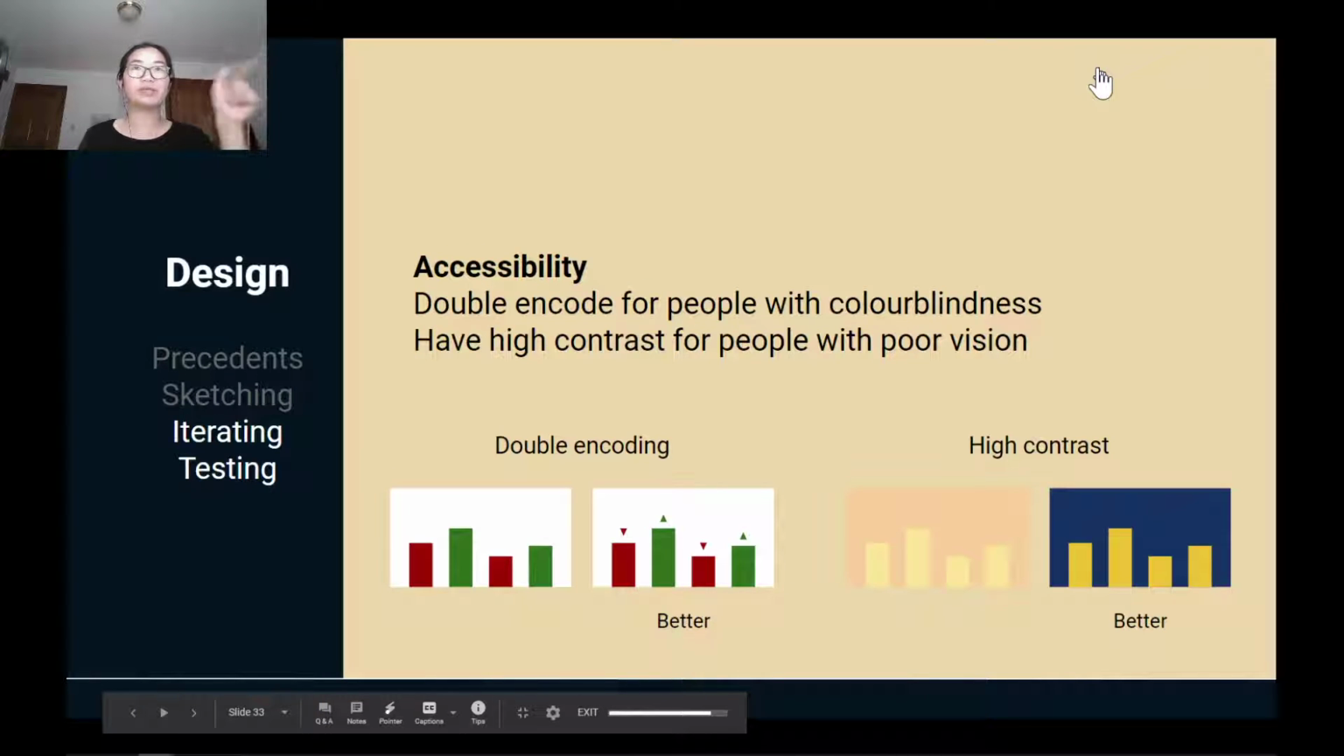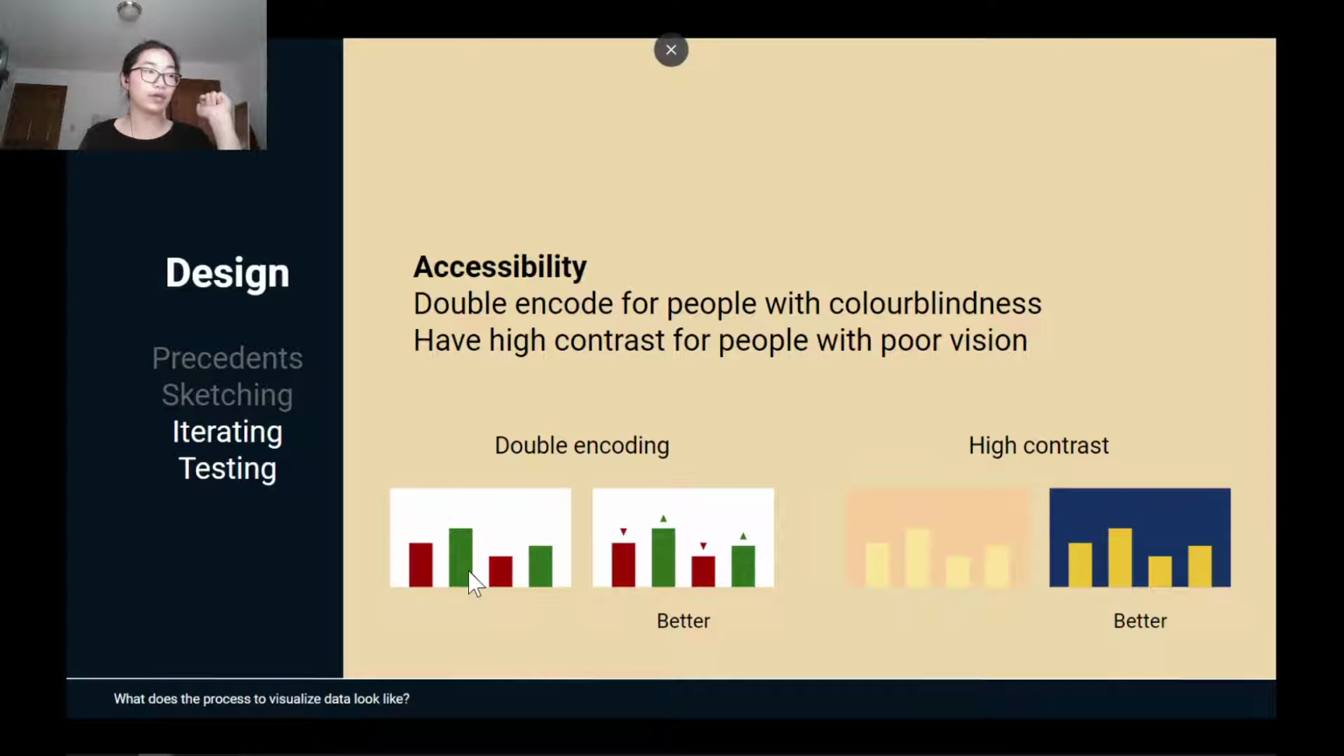The best way to address this is to do double encoding. What that means is instead of just relying on color, you add something else to indicate what you're trying to say. Here it's red, so it's going down, so you can just do a down arrow. If it's going up, you do an up arrow. It's just an example, there are other ways to do this, but the idea is if you just rely on color, you might miss out on a group of people who cannot access that because of some sort of color blindness that they might have.